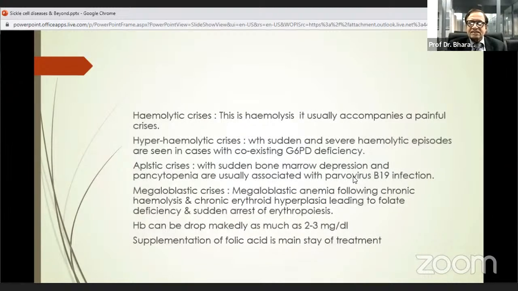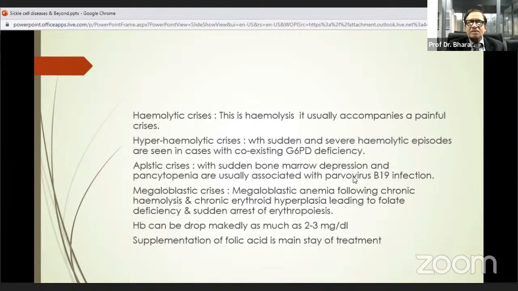Hemolytic crisis. This is hemolysis usually accompanied by crisis. Hyperhemolytic crisis, with a sudden and severe hemolytic reaction, is seen in cases with a coexisting G6PD deficiency, and aplastic crisis, with a sudden bone marrow depression and pancytopenia, is usually associated with parvovirus B19 infection.